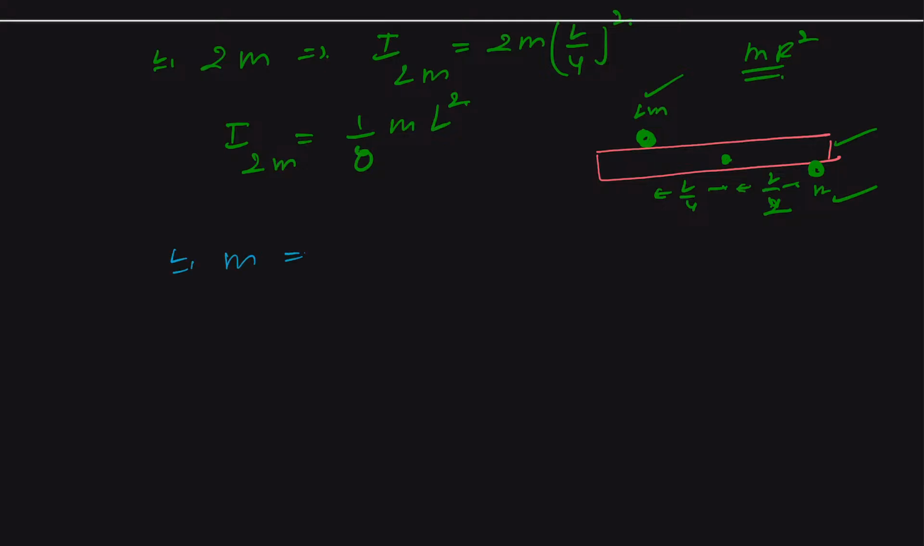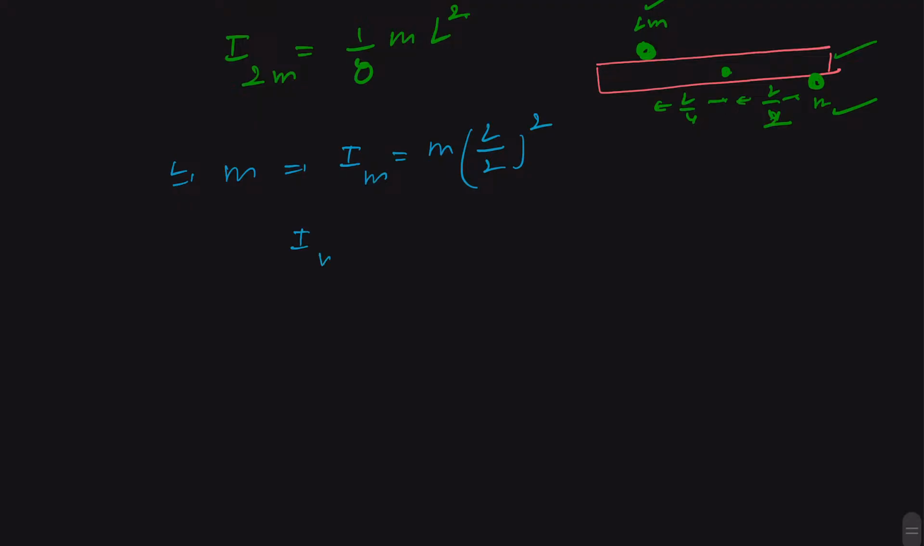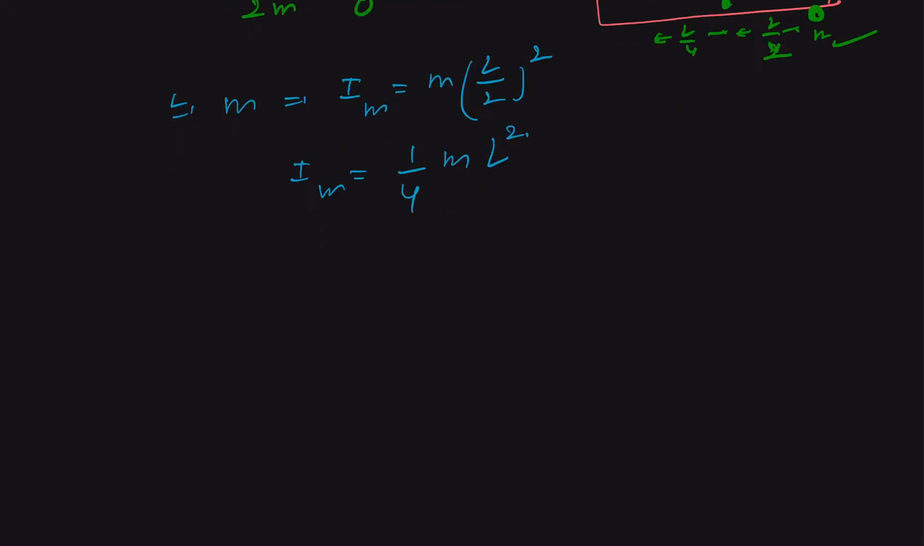So we can say the moment of inertia of m will be equal to m at a distance of L by 2 whole square. So we get the moment of inertia of m will be equal to 1 by 4 ml square. So it means the total final moment of inertia, let us call this I_F, will be equal to the moment of inertia of the rod plus the moment of inertia because of mass 2m, plus the moment of inertia because of mass m.